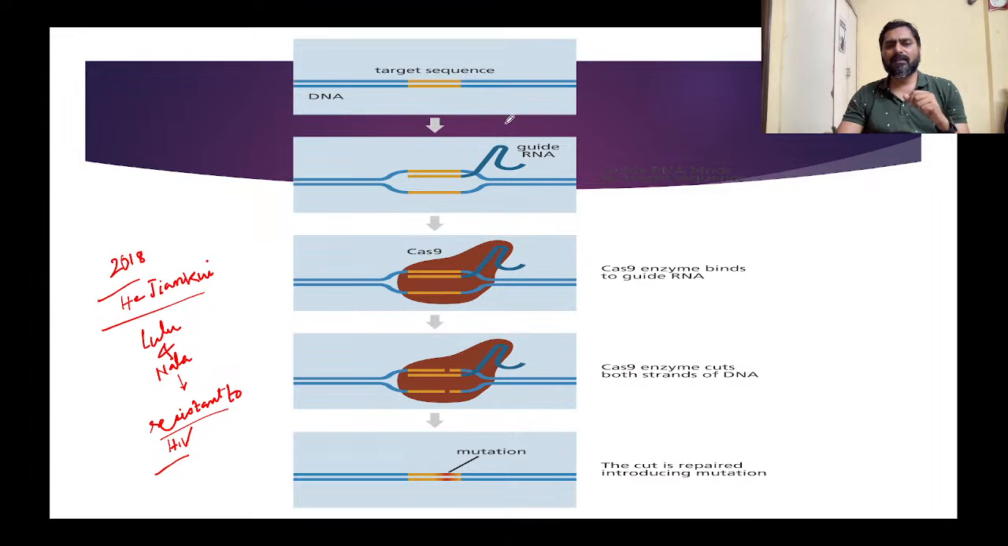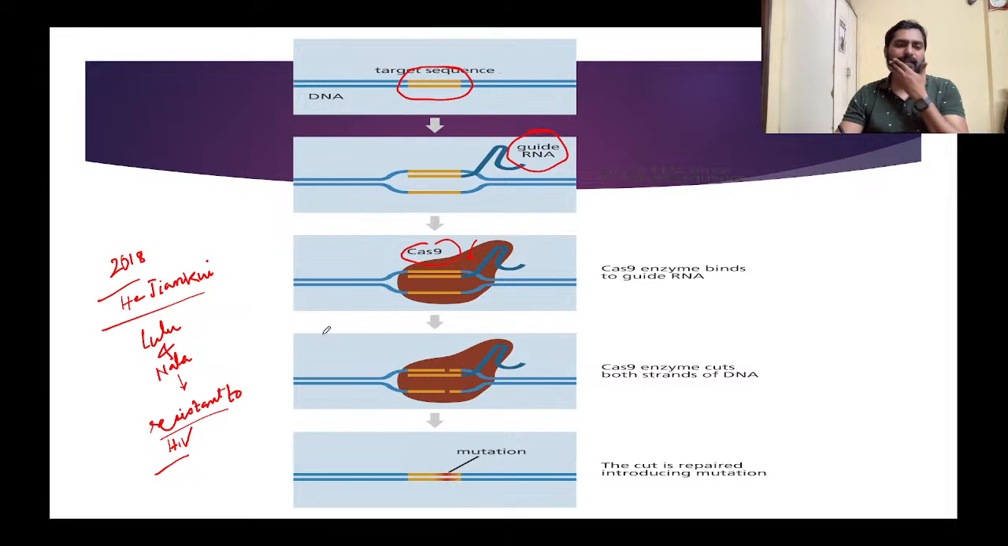Here you can see that there is this guide RNA. If this is the target DNA and you want to make a cut, the guide RNA will come and guide your Cas9. Then Cas9 comes, makes a cut, and makes the joining also. In this way, the accuracy of this method is quite high.